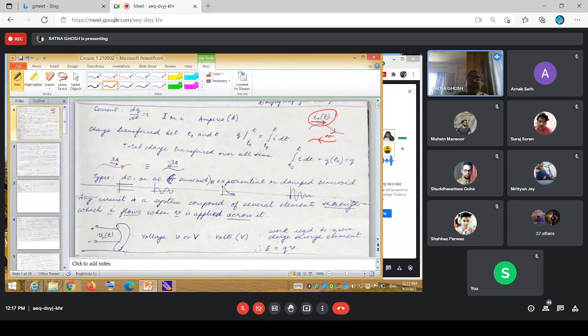Types of currents that we normally talk of. The first one is DC. Second one is usually AC. So DC means direct current. AC means alternating current. Okay.